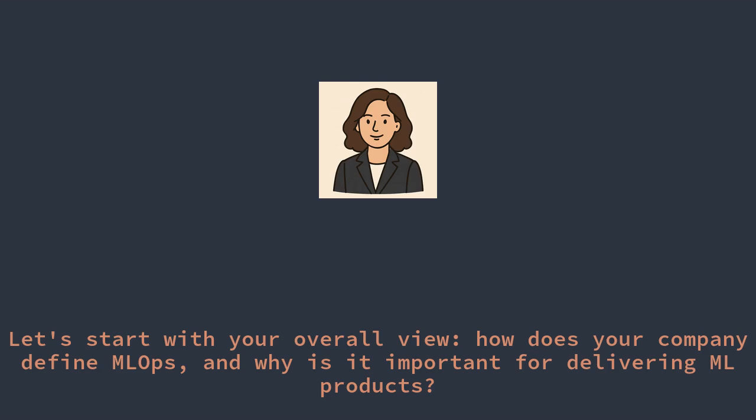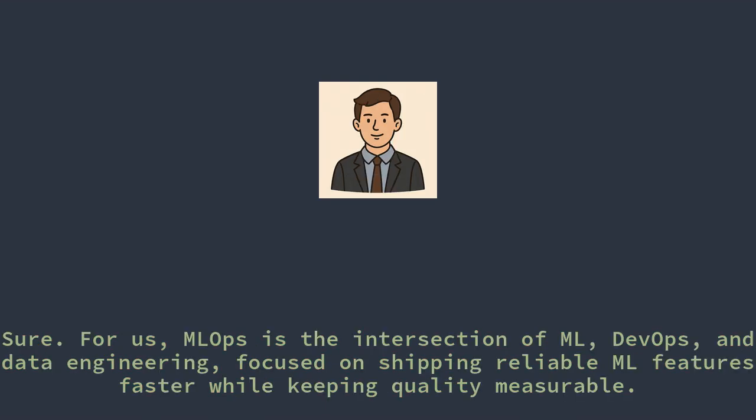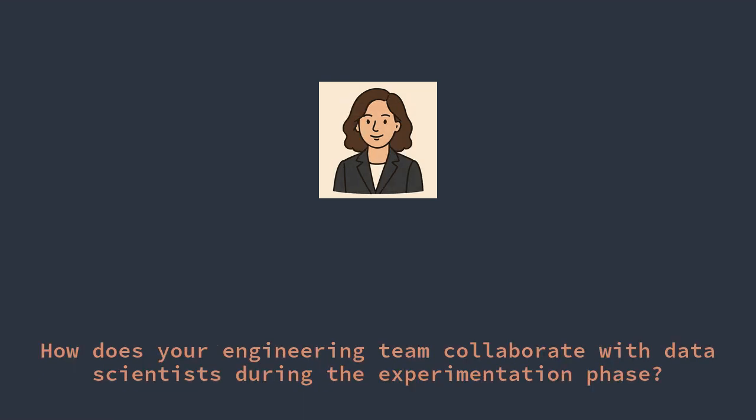Let's start with your overall view. How does your company define MLOps, and why is it important for delivering ML products? Sure. For us, MLOps is the intersection of ML, DevOps, and data engineering, focused on shipping reliable ML features faster while keeping quality measurable.